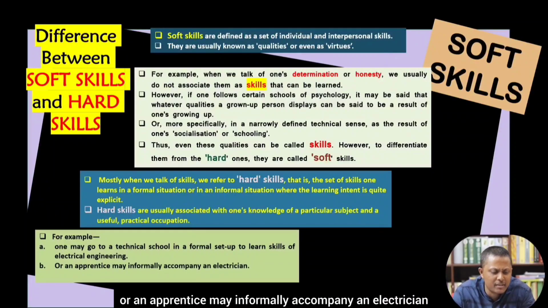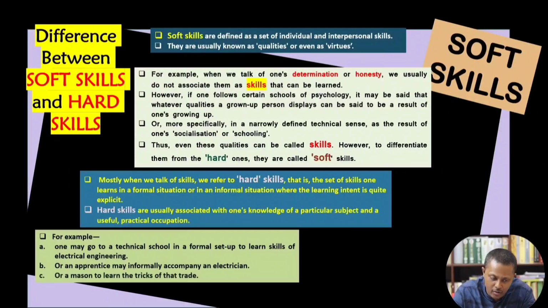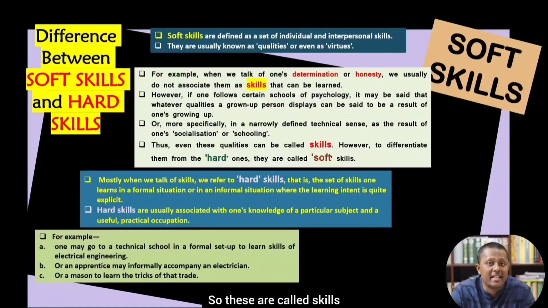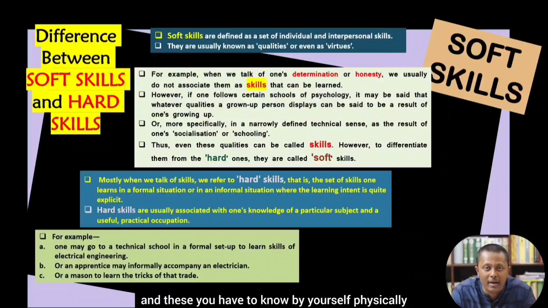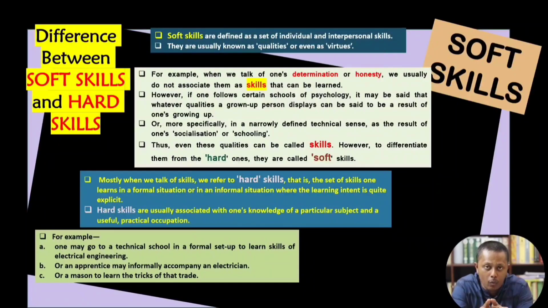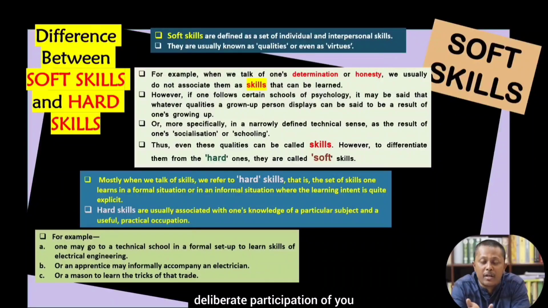Or an apprentice may informally accompany an electrician or a mason to learn the tricks of that trade. So these are called skills, and these you have to know by yourself physically. These therefore are called hard skills. In the case of hard skills, you have your physical attachment, you have your presence, and you understand that these are the factors that you must know. So hard skills demand deliberate participation of you and your physical presence.